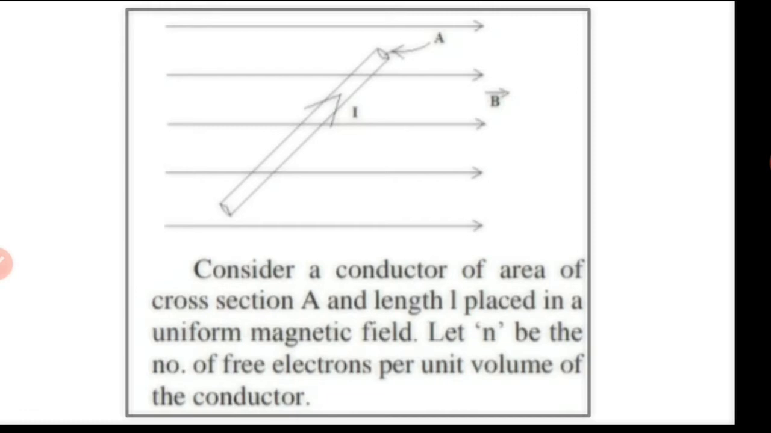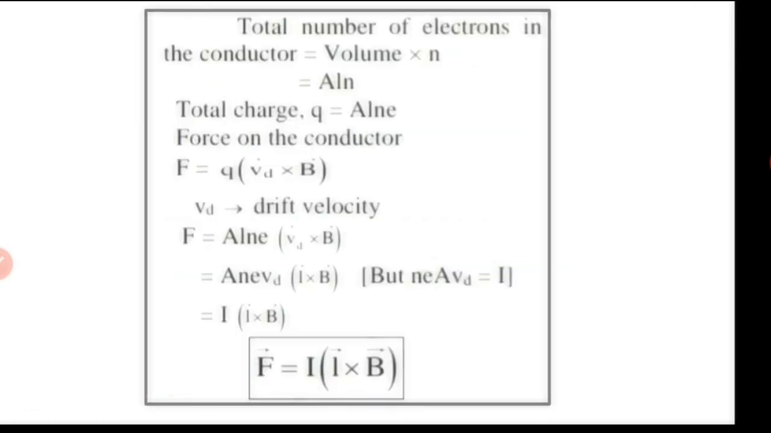Now coming to the expression for force experienced by the conductor, we have the total number of electrons in the conductor as volume into N, where volume is area into length. So we have the total number of electrons as ALN. Therefore, the total charge becomes ALNe, where e is the charge of an electron. Therefore, the force on the conductor is given by Q Vd cross B, where Vd is the drift velocity. Substituting for Q, we have F equal to ALNe Vd cross B.